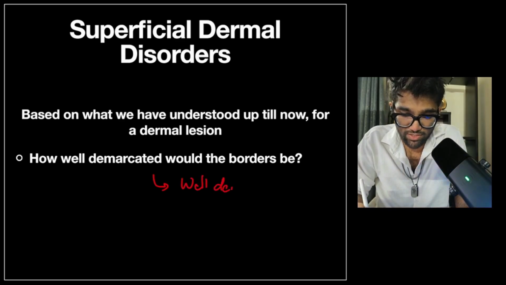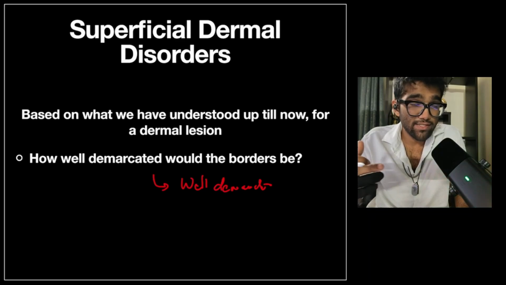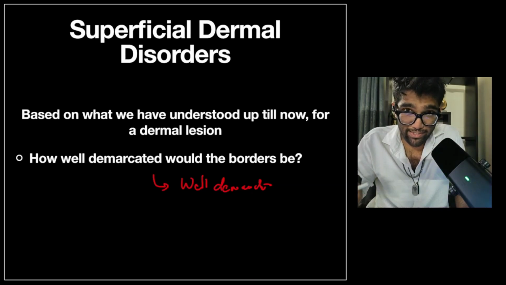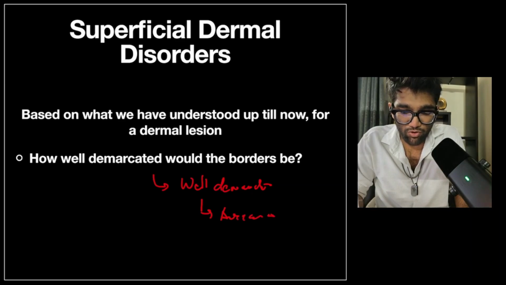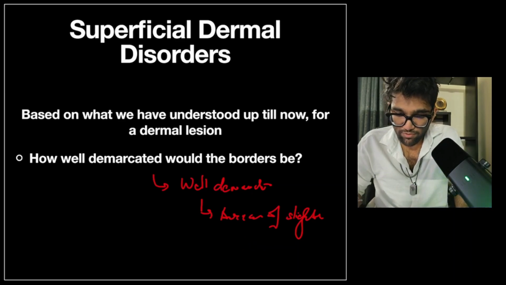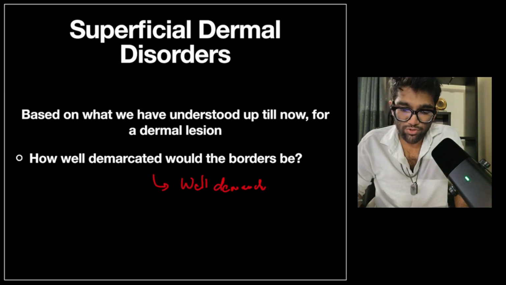But since the superficial and deep dermis are in essentially the same compartment, you're likely to find that there are parts of the lesion that may be extending deeper into the dermis. So such lesions will show areas that are not as well demarcated, of slightly decreased demarcation. Okay, so this is the first thing that we can deduce from what we've understood already.